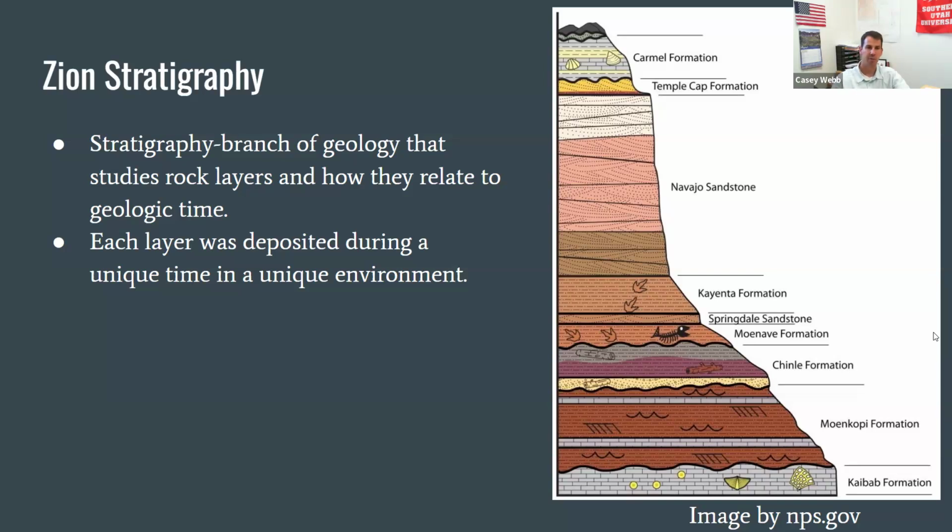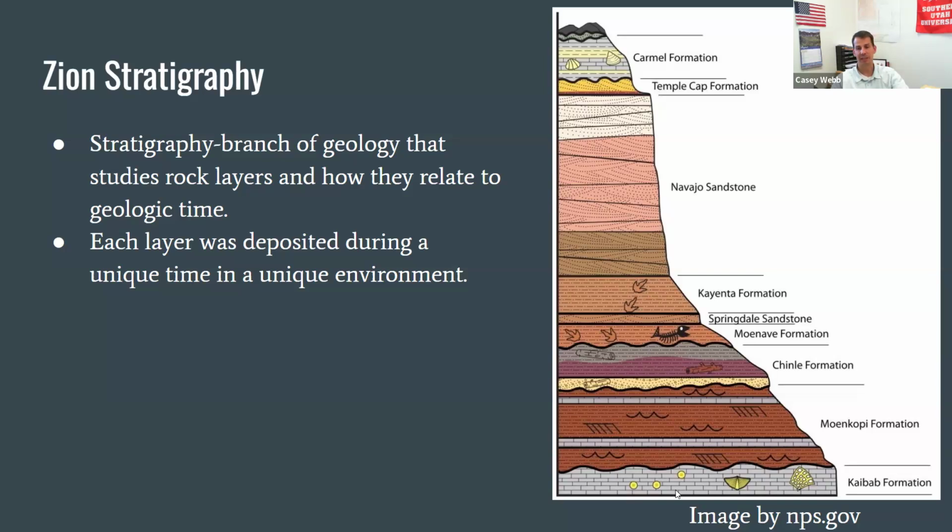Okay. So what I want to point out is that each of these layers was deposited during a unique time in a unique environment. If we look at these layers, the oldest one is going to be the one at the bottom, in this case, the Kaibab Formation. This layer contains lots of marine fossils in a limestone layer, which we can interpret to have deposited in a shallow sea environment anciently. So that means that where Zion is right now, that used to be under the ocean.